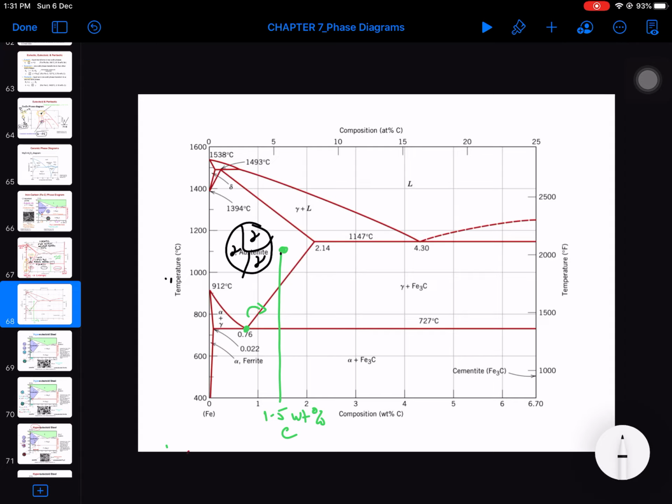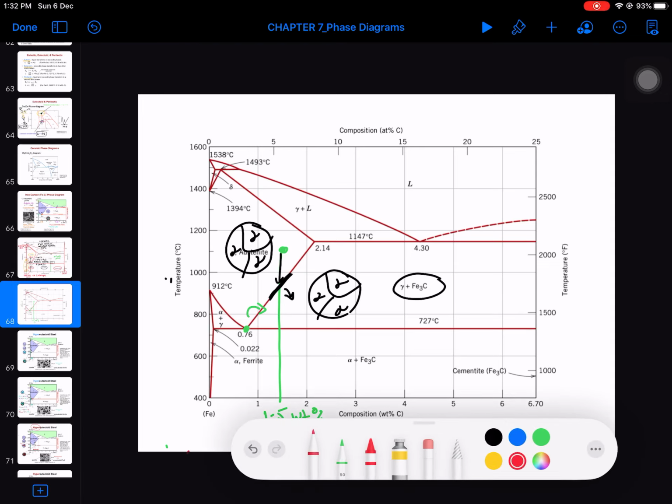As the temperature decreases, it will cross the phase boundary. Once it crosses the phase boundary, it goes into another phase, called austenite plus cementite. That means some of the austenite has already transformed into cementite. So let's look at what the microstructure actually looks like. Still we have the austenite, and then you add the cementite.